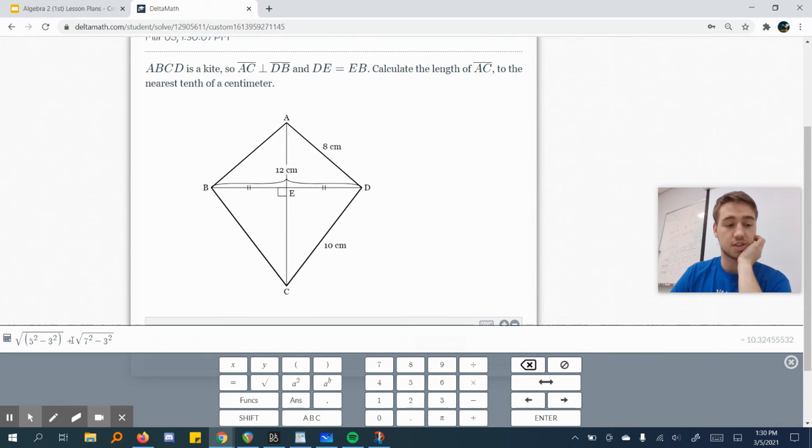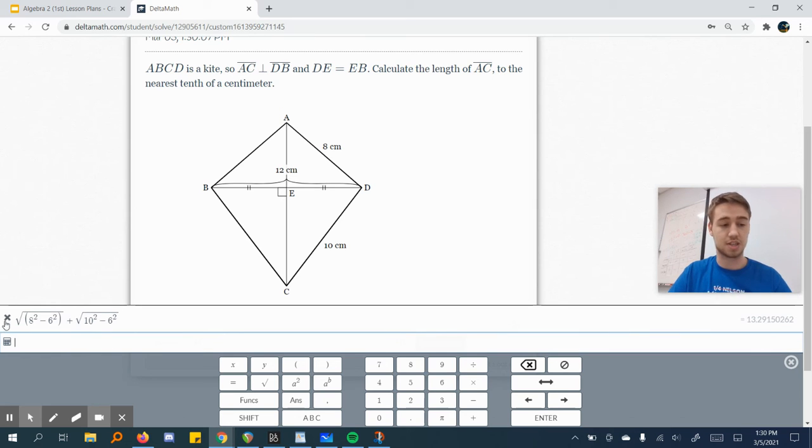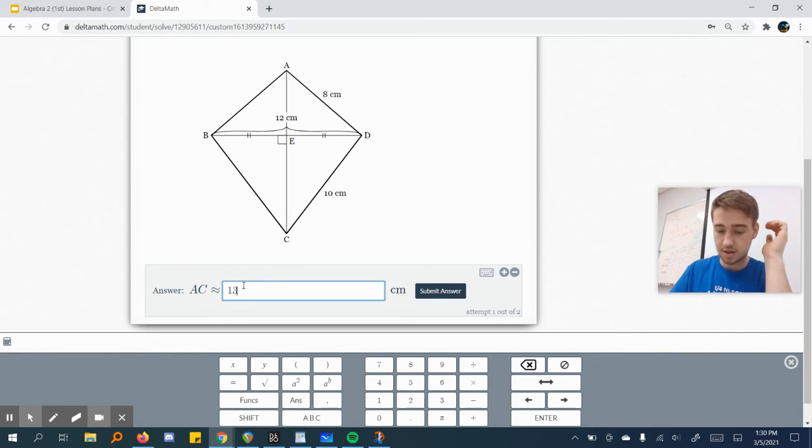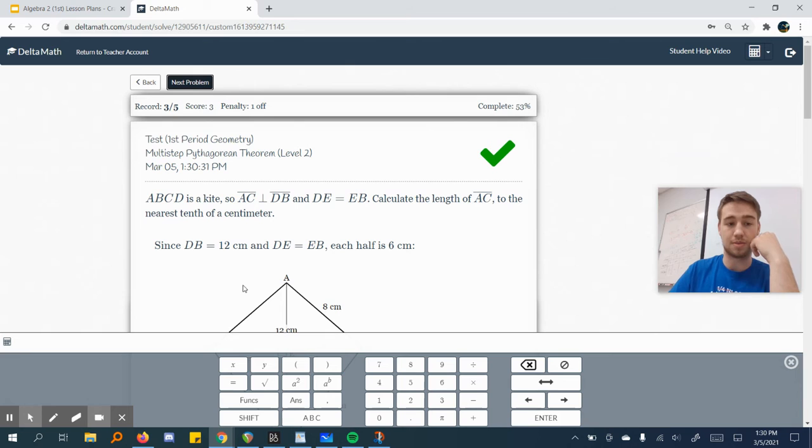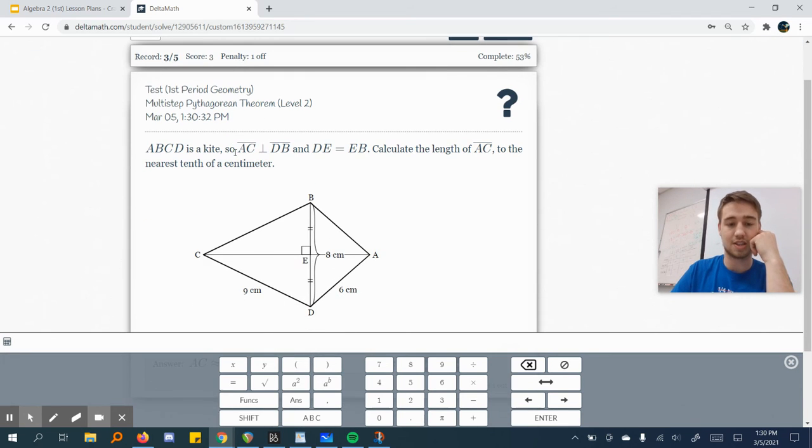So when you see these, right here we've got, what do you think? Radical of 8 squared minus 6 squared, because that's half of 12, and then radical 10 squared minus 6 squared. That's 13.3. That's all you have to do for these problems. It takes literal 5 seconds to do each one.